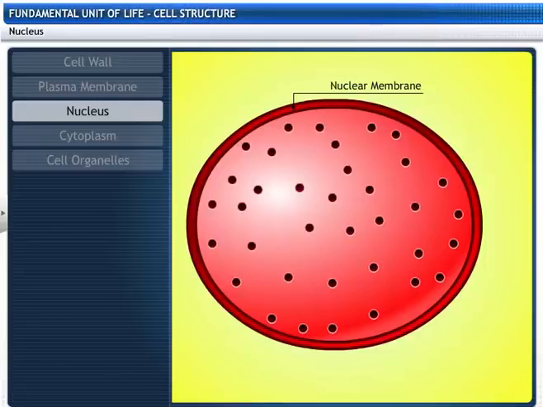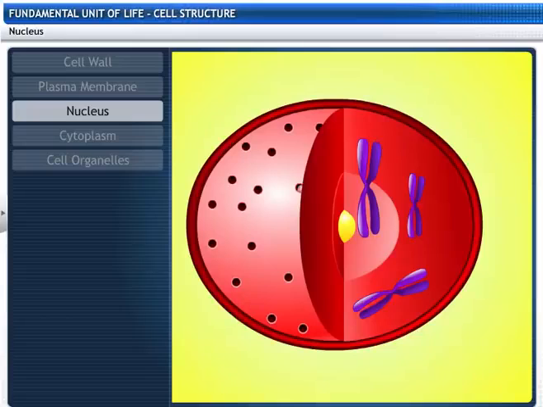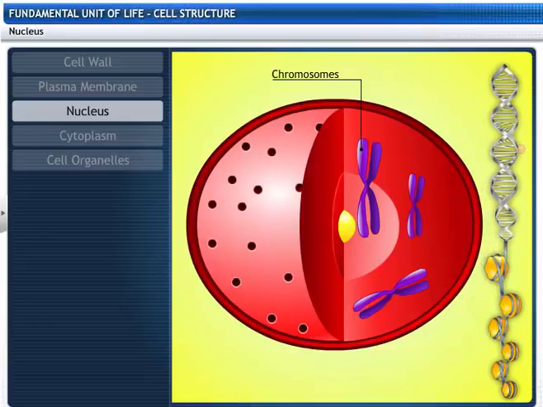The nucleus has a nuclear membrane which is double-layered. The nuclear membrane is perforated to allow substances to enter and leave the nucleus. The nucleus contains chromosomes. Chromosomes contain hereditary information and are composed of deoxyribonucleic acid or DNA and proteins.